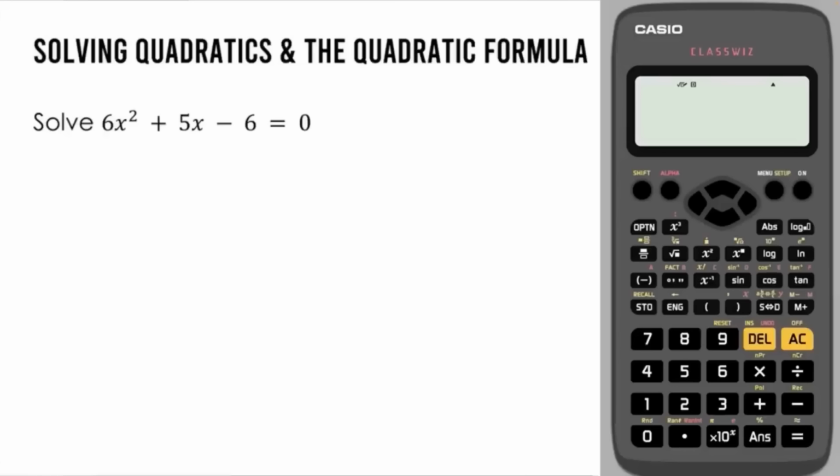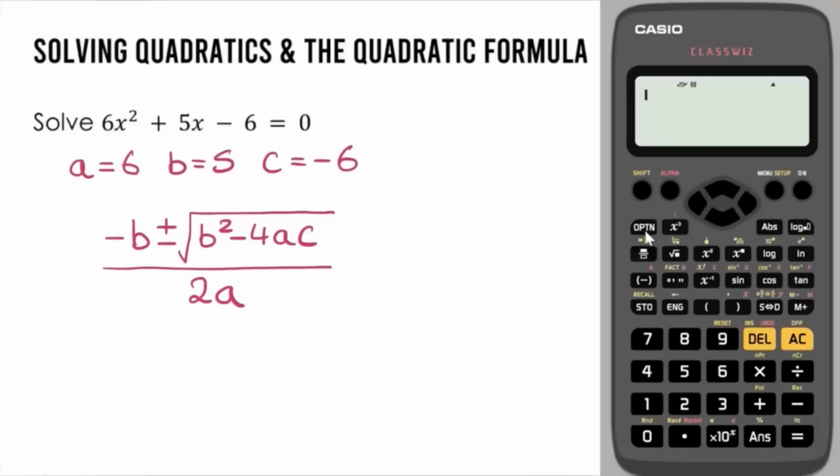Okay, so looking at solving quadratics using the quadratic formula. Now when you're on a calculator paper, even if a quadratic does factorise, it doesn't mean that we can't use the quadratic formula. So here the first thing we want to do is label the values of a, b and c. So a is 6, b is 5 and c is negative 6. We can write down the quadratic formula and start typing it into our calculator.